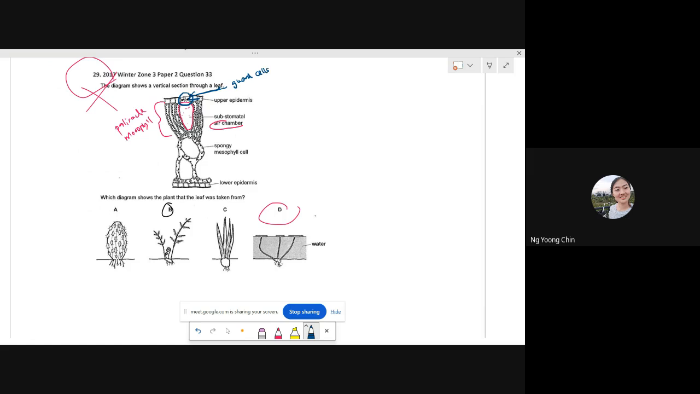Because in this leaf, the guard cells are located at the upper epidermis. But in most plants that we learned before, or you encounter in your life, usually their guard cells are found at the lower epidermis because most plants grow on the land. But plants that grow in the water or under the water will have the guard cells located on the upper epidermis, not the lower epidermis, because these plants are known as hydrophytes, meaning they live underwater, which is D. So that's why the guard cells need to be located at the upper epidermis, like here.